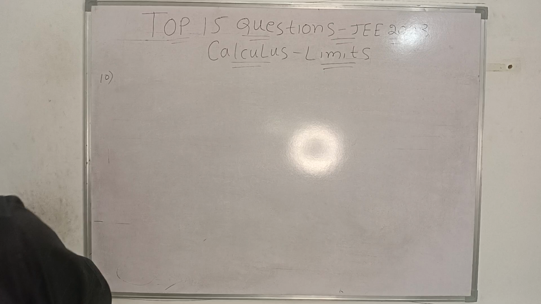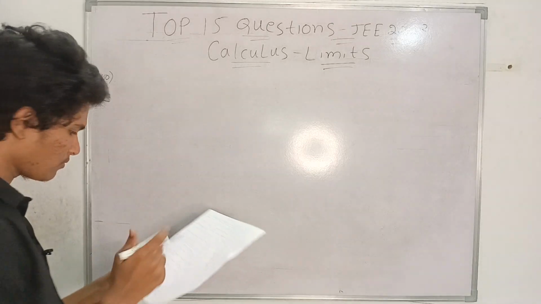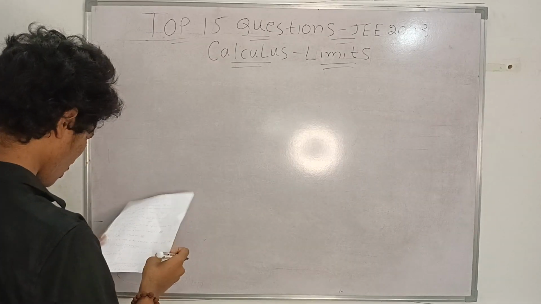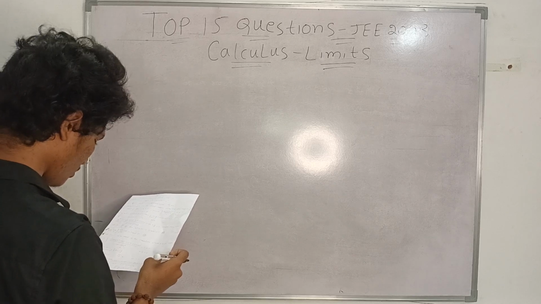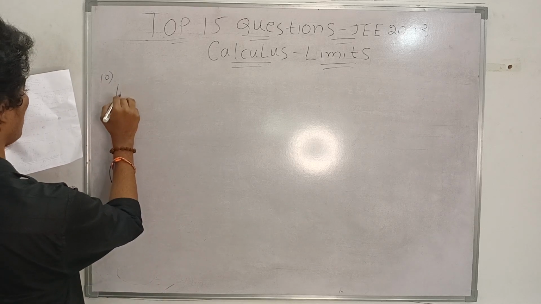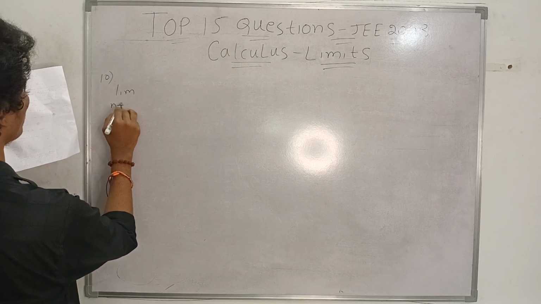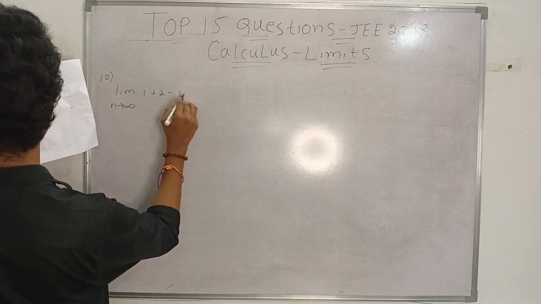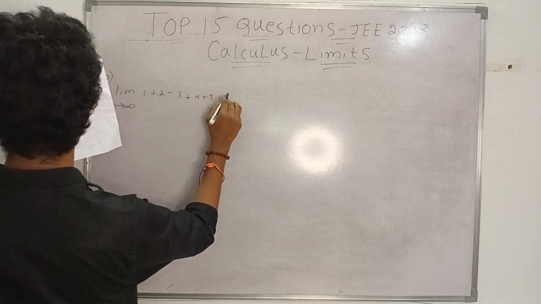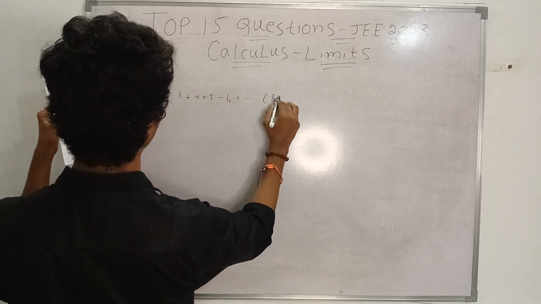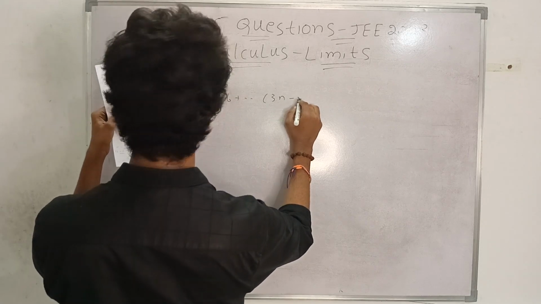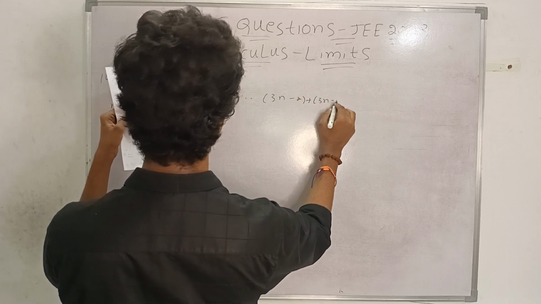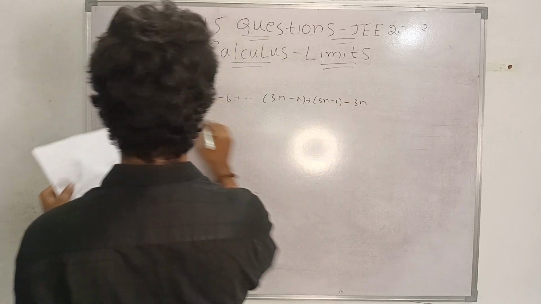Tenth question, it is a limit. Don't be afraid by seeing this question. 1 plus 2 minus 3 plus 4 plus 5 minus 6 and so on up to 3n minus 2 plus 3n minus 1 minus 3n.